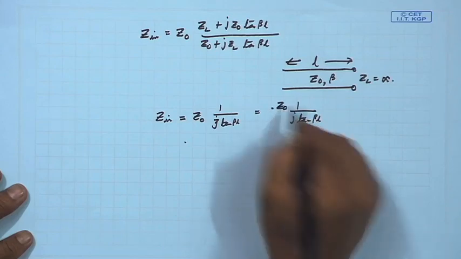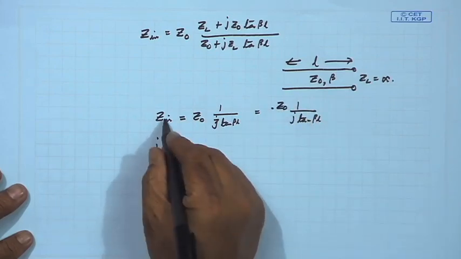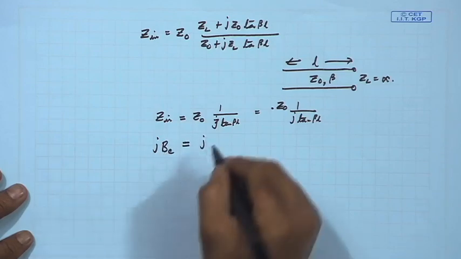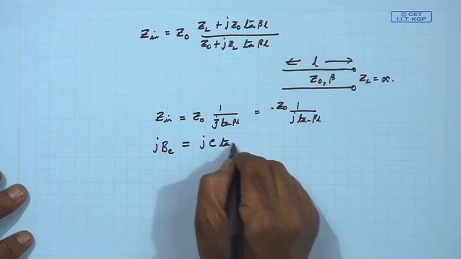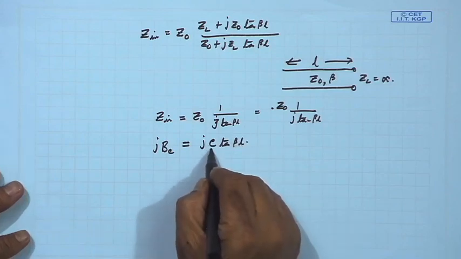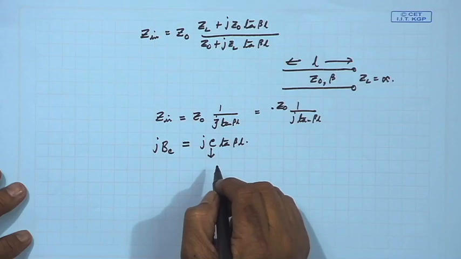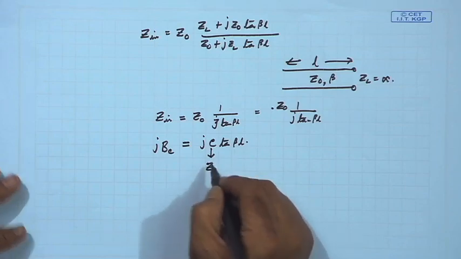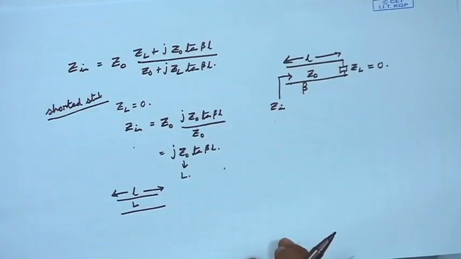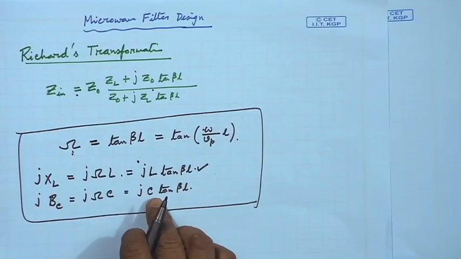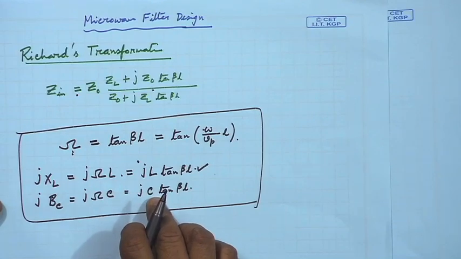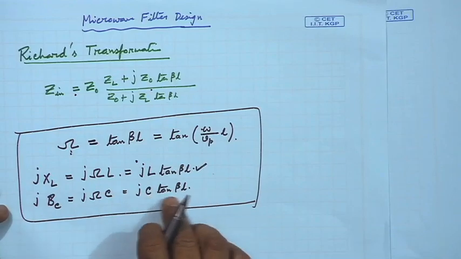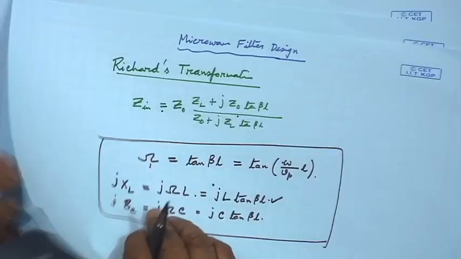Times Z naught. Then I can write Z_in for capacitance, I know Z_C, as 1 by j C tan βL. So, again it shows that I need to choose this Z naught value as 1 by C. So, that is what he has done: he has chosen the characteristic impedance of the line as 1 by C, and the length is l.